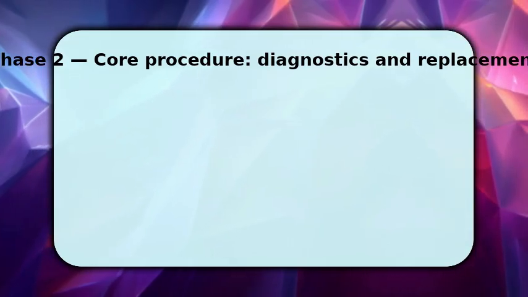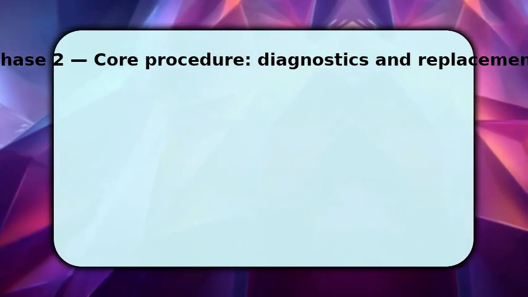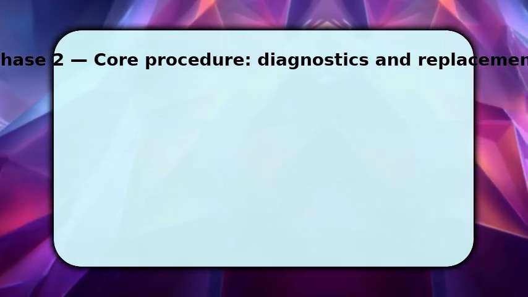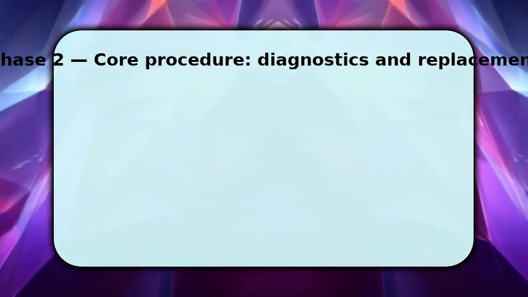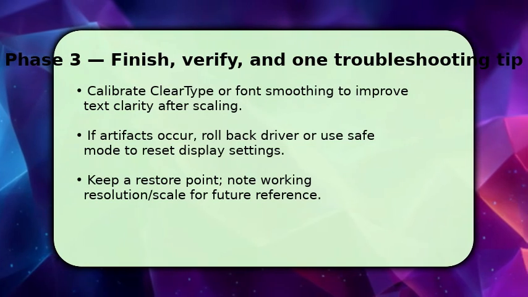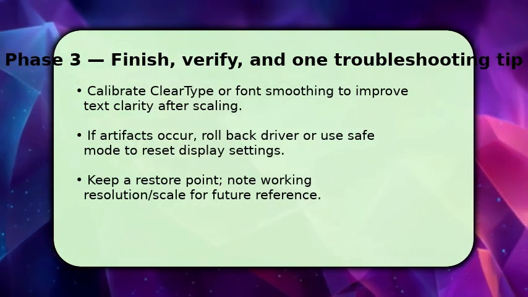If the OS options don't match your native numbers, open the GPU control panel to finish by fine-tuning text rendering. Run ClearType or font smoothing so letters look crisp at the chosen scale. Make sure night mode or HDR is set appropriately, because those can change perceived size.